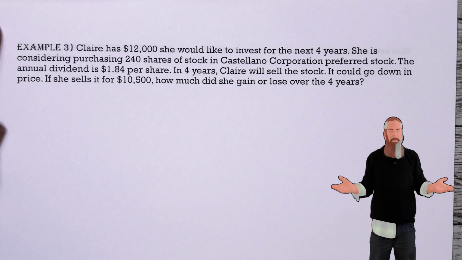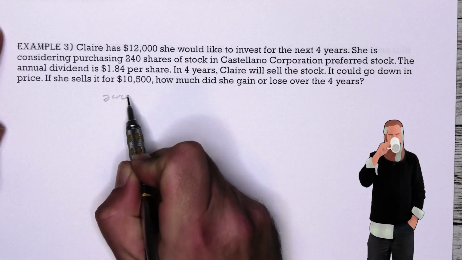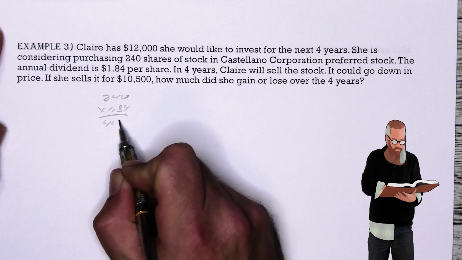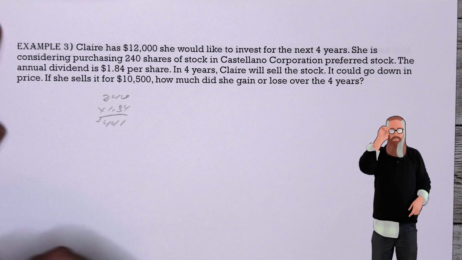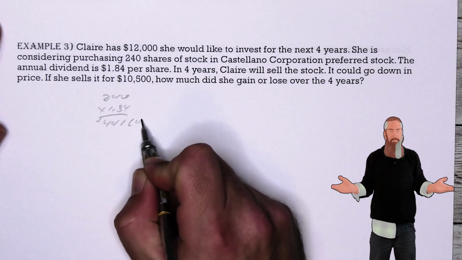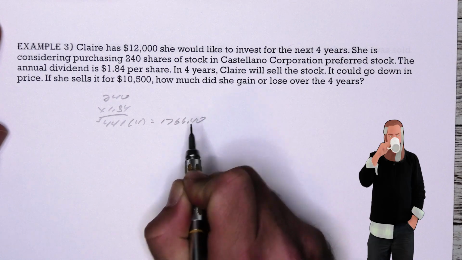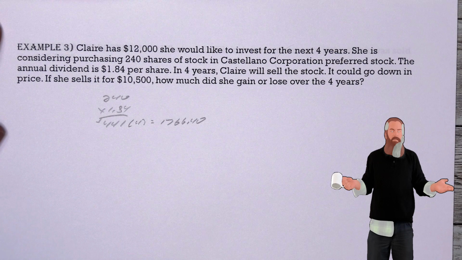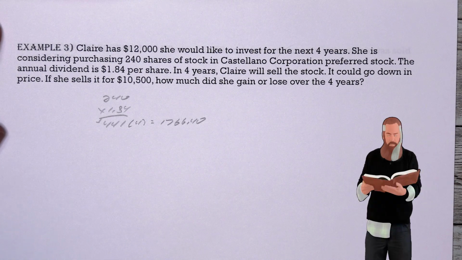First, let's compute the annual dividend from the stock by multiplying 240 times her $1.84, and we get $441.60. Now to compute the total dividend for the 4 years, multiply by 4 to get $1,766.40. In 4 years, Claire will sell the stock. It could go down in price if she sells it for $10,500. How much did she gain or lose over the 4 years?